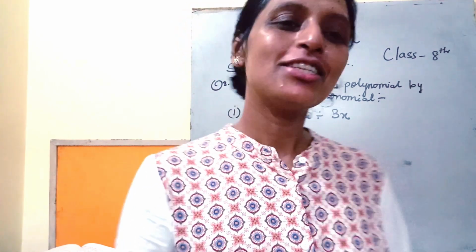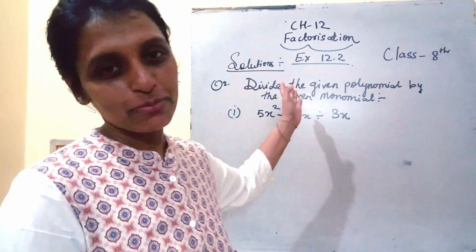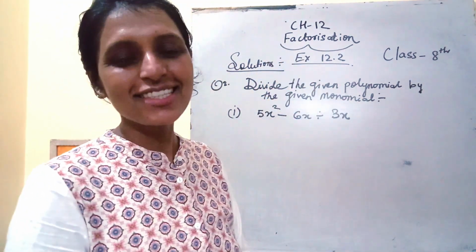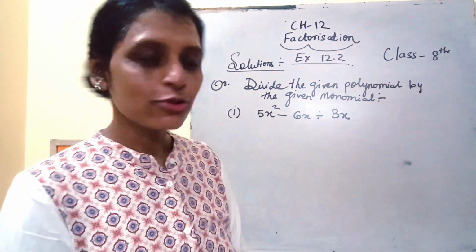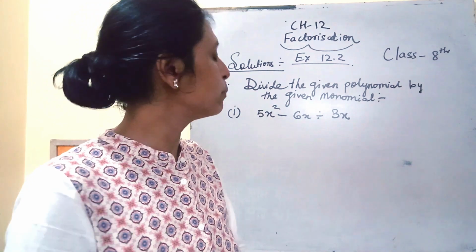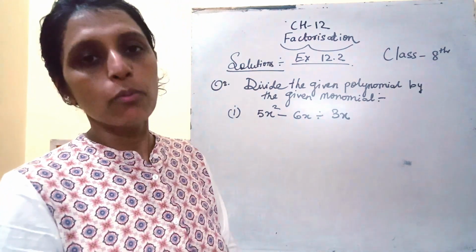Today I'm going to continue with exercise 12.2 only of chapter 12, factorization, of class 8. Okay, coming to the second question. We have to divide the given polynomial by the given monomial.